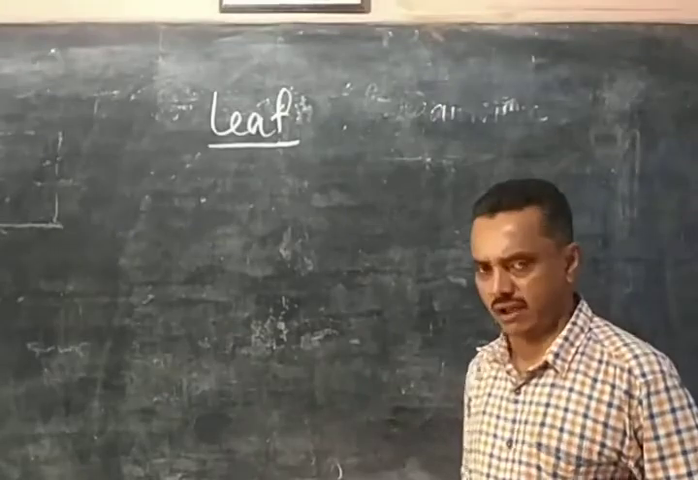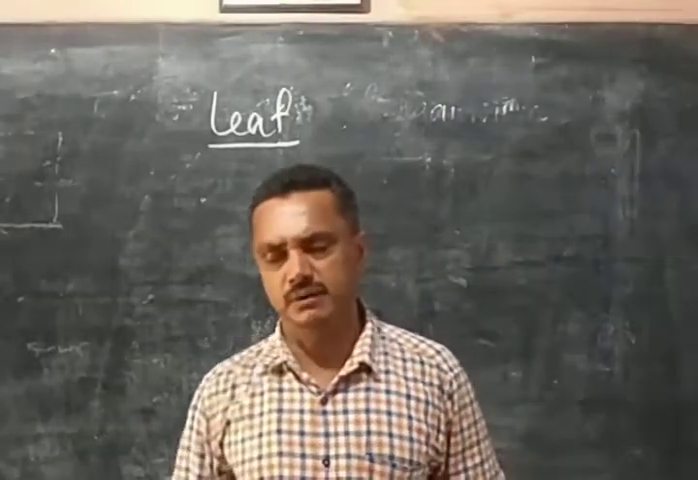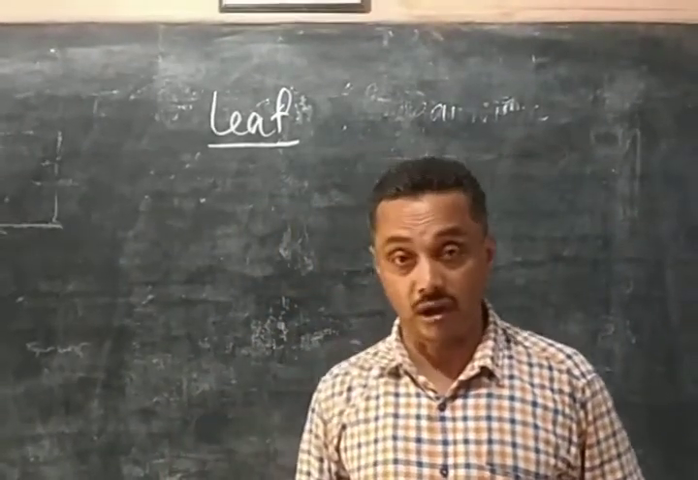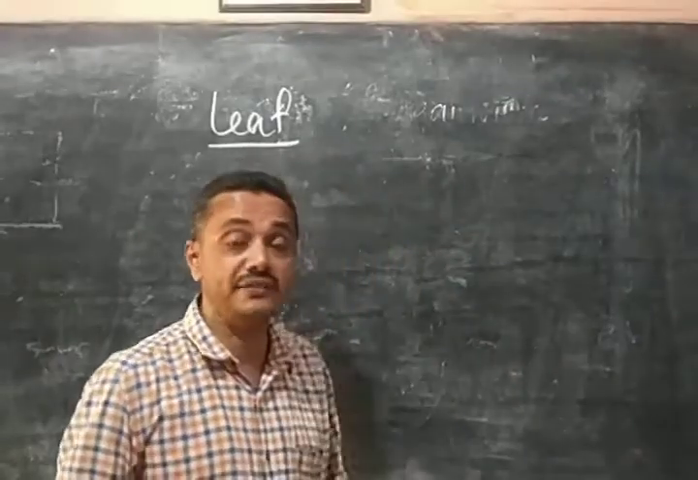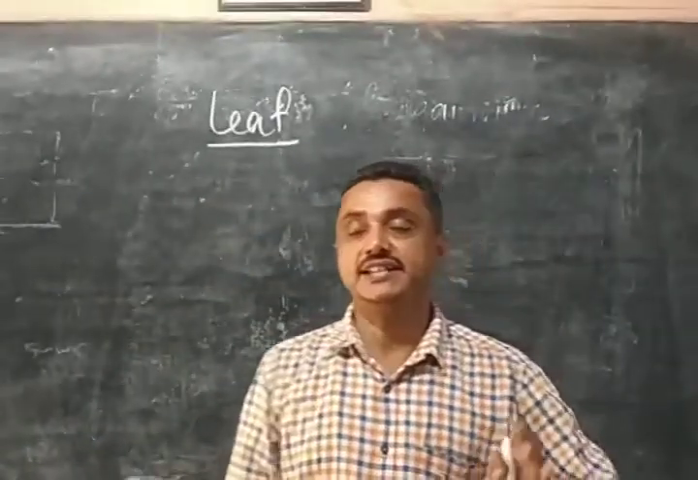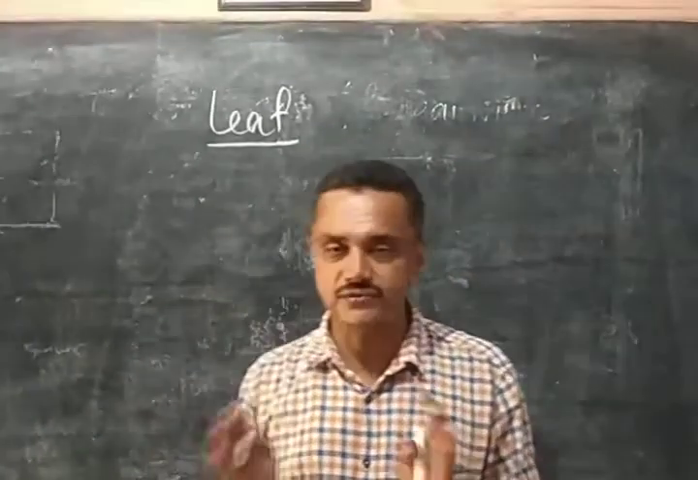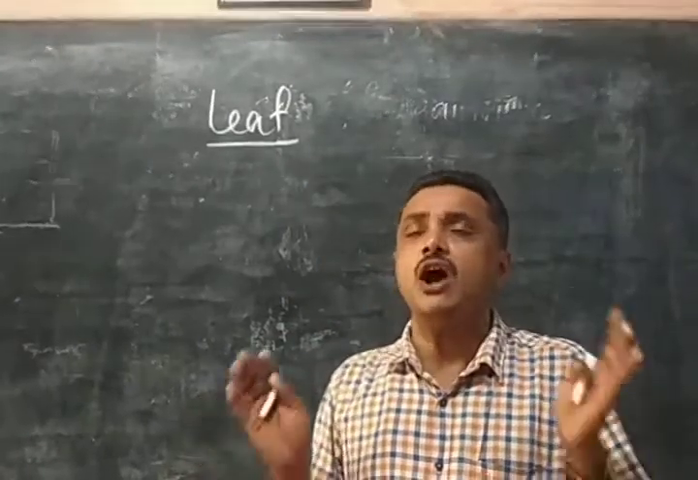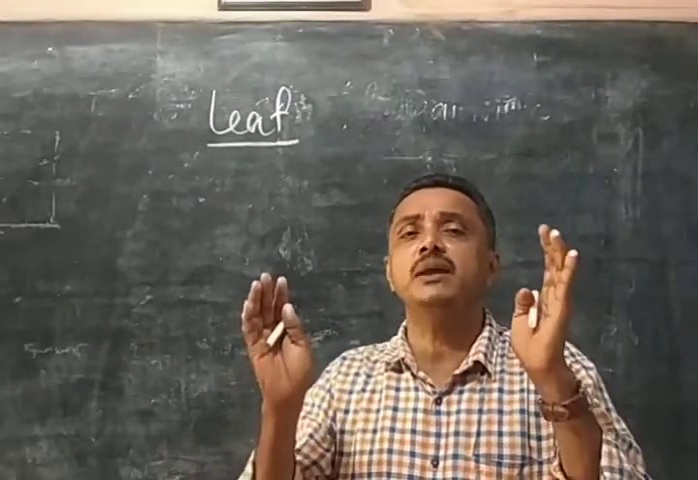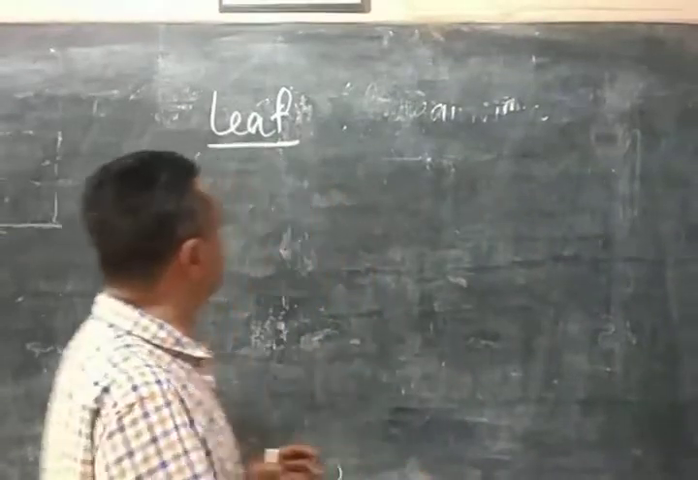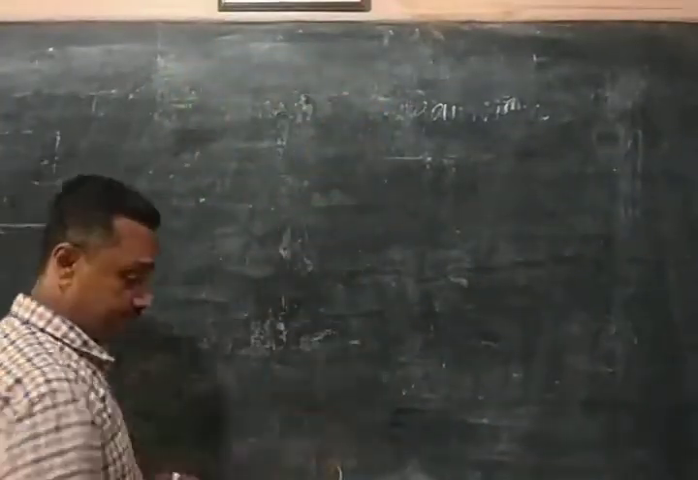Leaf, you are very familiar. Different types of leaves are available. Leaves originate from the nodal region, and leaves are the photosynthetic apparatus. Photosynthesis takes place in the leaves. First of all, we can see the structure of a typical leaf.